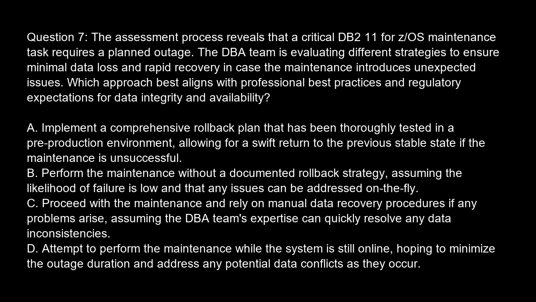Option A. Implement a comprehensive rollback plan that has been thoroughly tested in a pre-production environment, allowing for a swift return to the previous stable state if the maintenance is unsuccessful. Option B. Perform the maintenance without a documented rollback strategy, assuming the likelihood of failure is low and that any issues can be addressed on the fly. Option C. Proceed with the maintenance and rely on manual data recovery procedures if any problems arise, assuming the DBA team's expertise can quickly resolve any data inconsistencies. Option D. Attempt to perform the maintenance while the system is still online, hoping to minimize the outage duration and address any potential data conflicts as they occur.